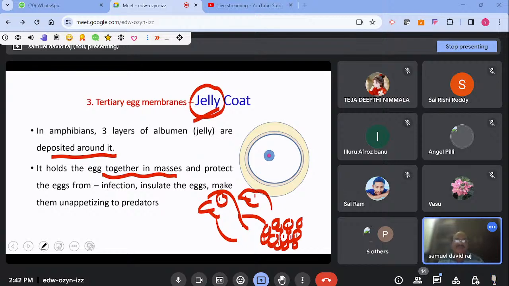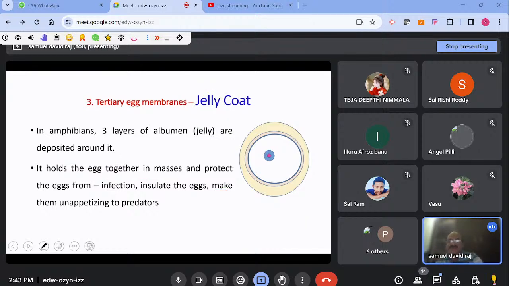So what makes them adhere into masses? The jelly-like substance, the albumin layer, three layers of albumin present around them, keeps them together in masses so that the eggs are protected from, number one, infection, number two, it acts as insulation, and it makes them unappetizing to predators. So this jelly is not palatable to the predators. Thus most of the eggs are not eaten up by the predators.